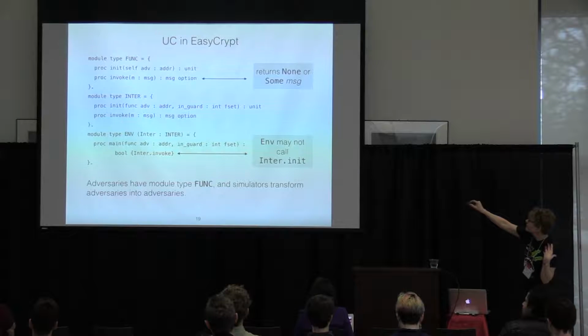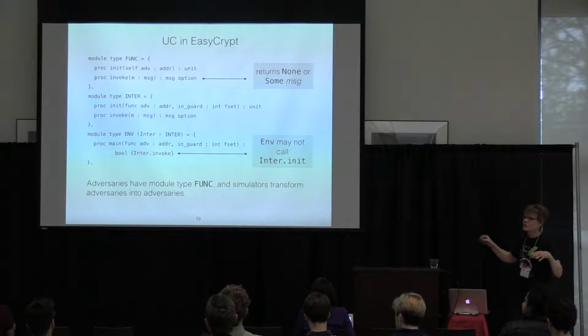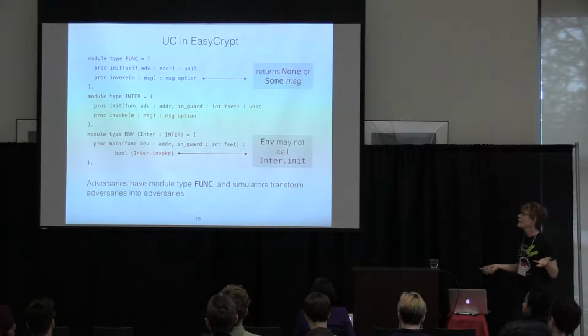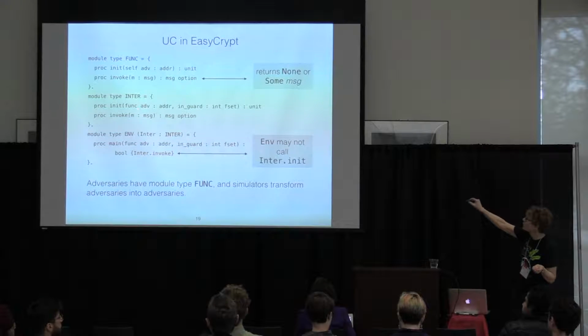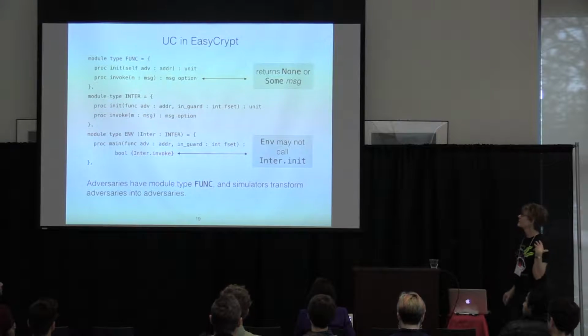The environment is implementing this interface, parameterized by an interface. It's got a main procedure that takes the usual data, just like the interface. In the end, it issues a Boolean judgment. And how can it interact with the interface? Well, only via the invoke procedure. So this is EasyCrypt syntax to say the environment may not reinitialize the interface.